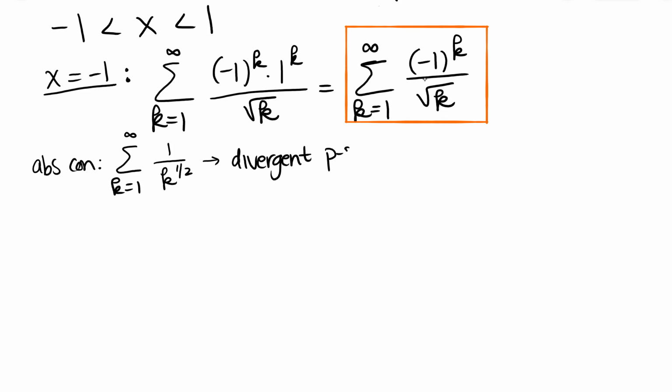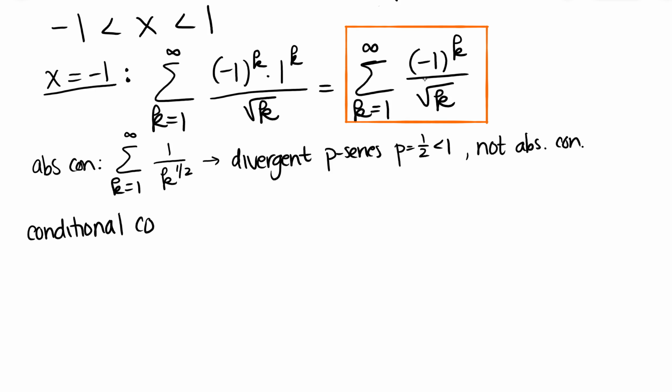How do I know that? It's because p is equal to 1/2, which is less than 1. So what do we know here? It's not absolutely convergent, or it does not converge absolutely. That does not mean it's divergent though. So remember with the alternating series, we have absolute convergence, but then we also have conditional convergence, which is convergence. And so I'm going to do the alternating series test.